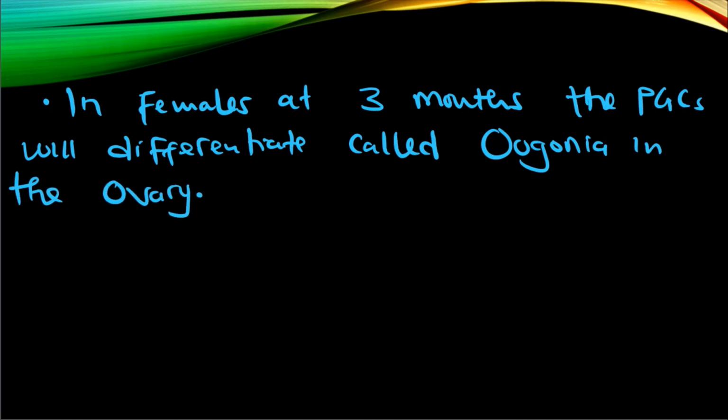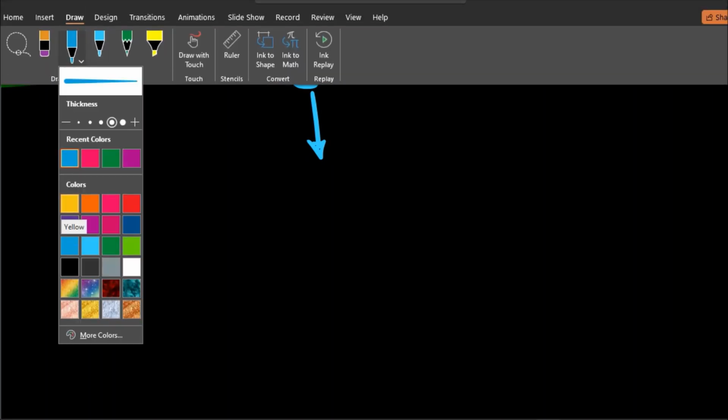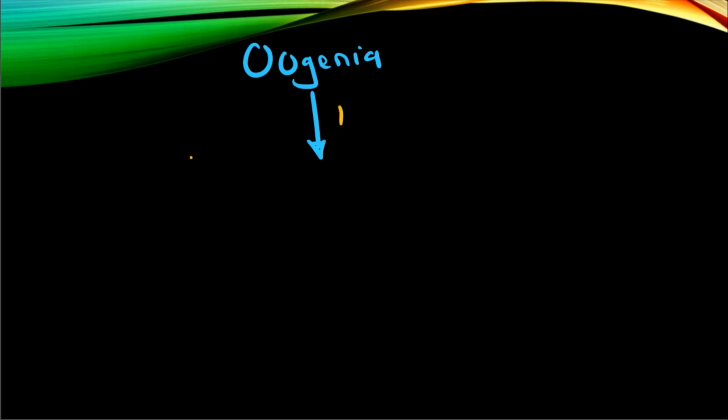The oogonia will now undergo mitotic divisions and differentiate into cells called primary oocytes. Let me give you a table here. So the oogonia will undergo mitosis.